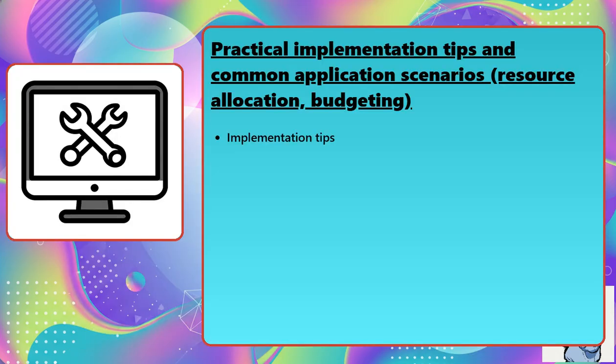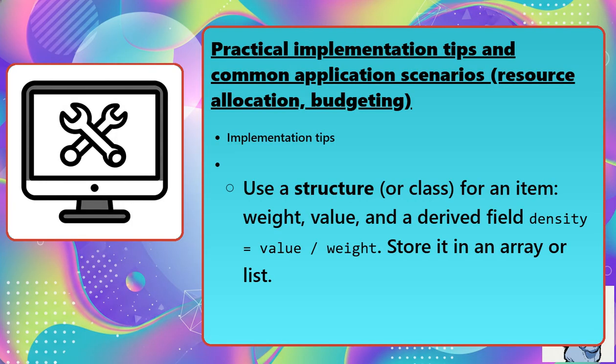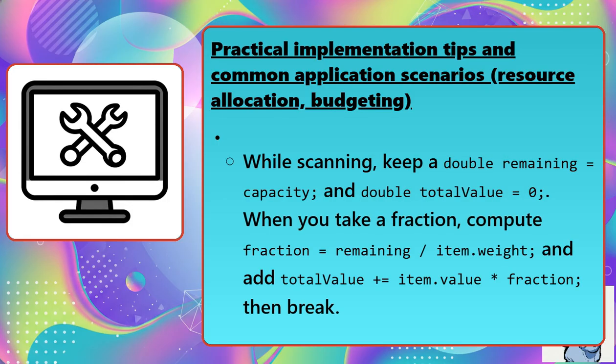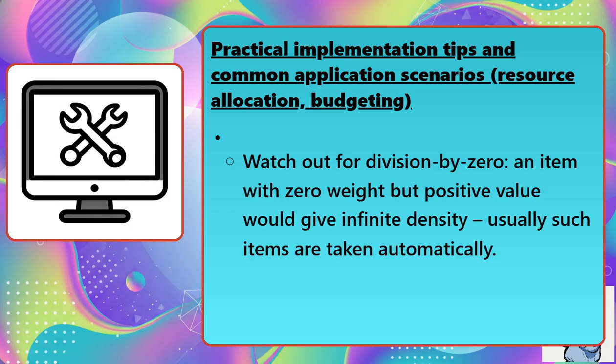Implementation tips. Use a structure or class for an item: weight, value, and a derived field density equals value divided by weight. Store it in an array or list. In languages with a built-in sort, pass a comparator that orders by density descending. While scanning, keep a double remaining equals capacity and double total value equals 0. When you take a fraction, compute fraction equals remaining divided by item.weight, and add total value plus equals item.value times fraction, then break. Watch out for division by 0.